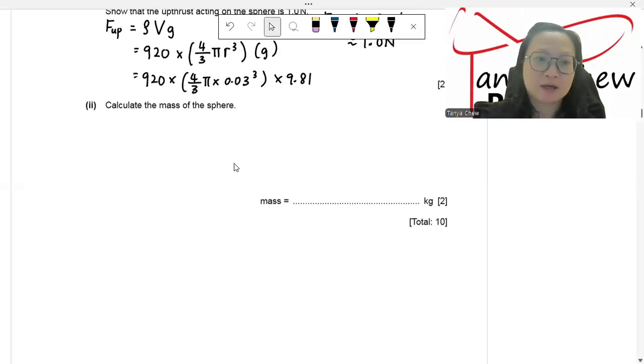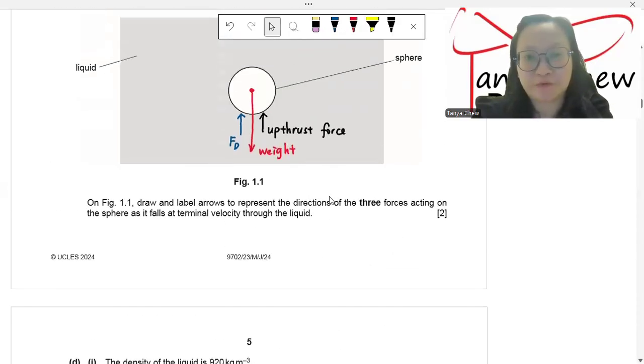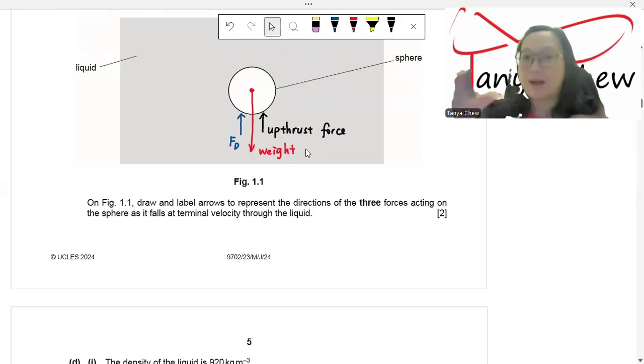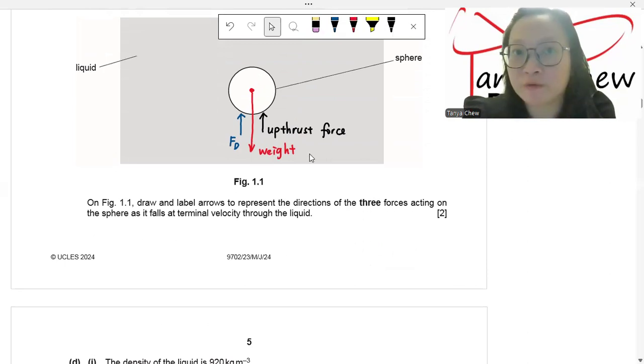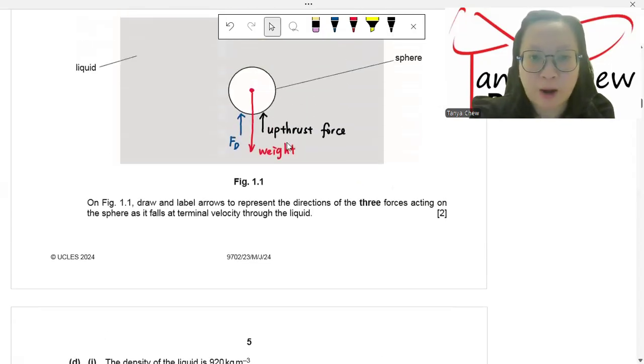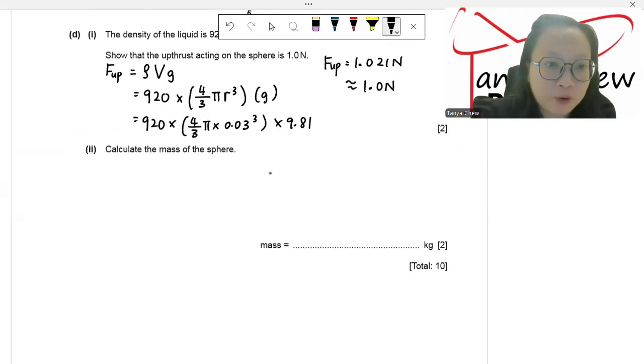And after that, calculate the mass of the sphere. For the mass of the sphere, I am going to use back the diagram, the arrows that I drew on the sphere. So there are three forces acting on the sphere, which balance each other because the resultant force acting on the sphere is equal to zero. Remember, the sphere is falling at terminal velocity. Now I'm going to form an equation. So two upward forces balance the downward force, which is the weight. I'm going to put the drag force plus the upthrust force is equal to the weight of the sphere.